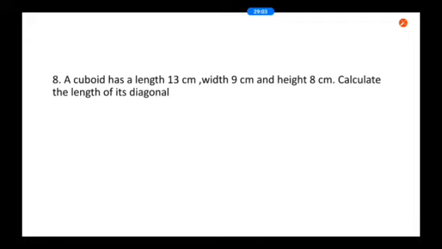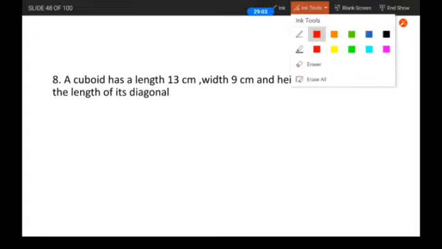Yeah, a cuboid. A cuboid is a solid shape. So your mind will go to all these shapes. They can come out tomorrow. A cuboid has a length 13 centimeter, width 9 centimeter, and height 8 centimeter. Calculate the length of diagonal. So the length of diagonal has a formula as well.